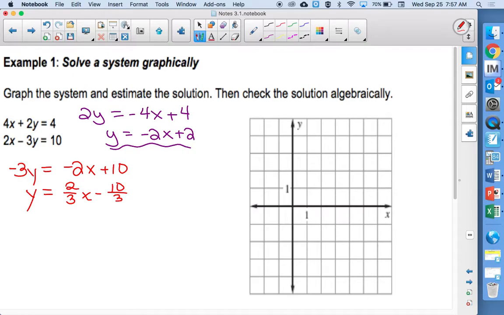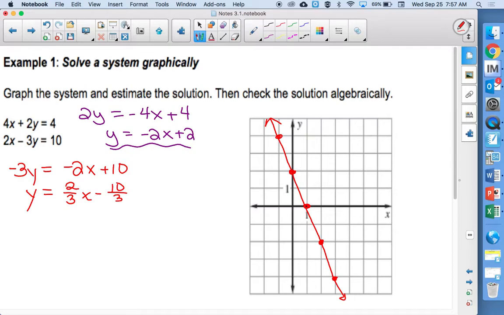So now we graph them, and you're graphing both of them on the same graph. The first one starts at the y-intercept of 2. It moves down 2, right 1 with the slope. Make sure you make enough points that your line goes in both directions. Remember, our goal is to see where they cross or where they intersect, so make sure you're making enough points that it could intersect on the left or the right of the y-axis.